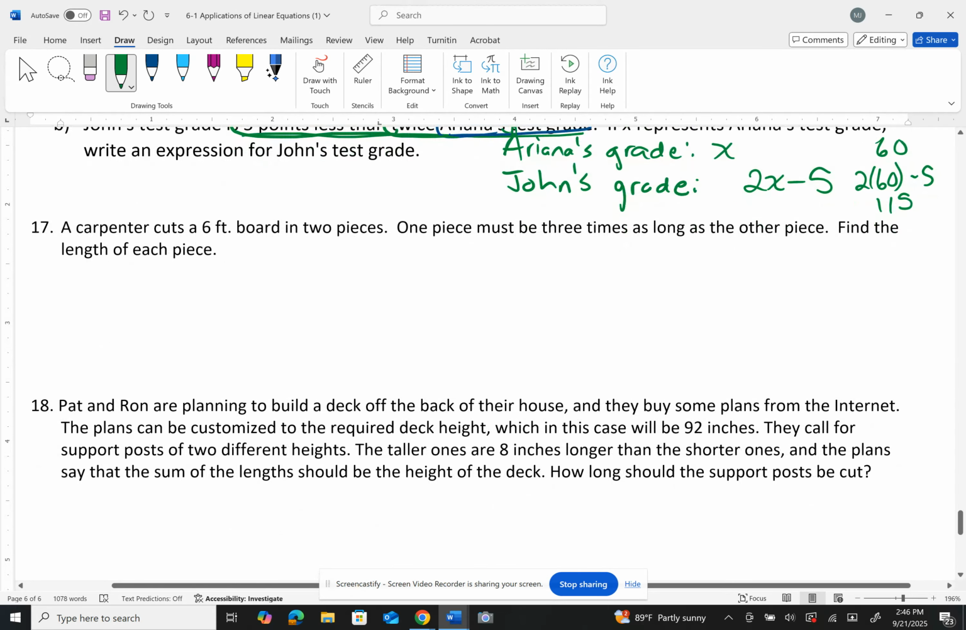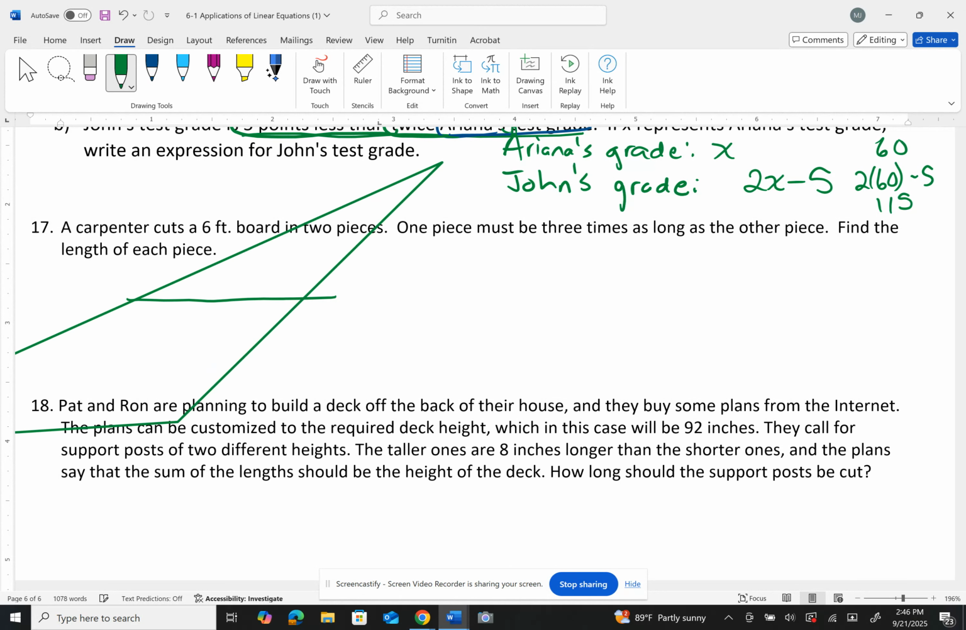A carpenter is going to cut a board into 2 pieces. So here's the board I'm trying to cut. Anytime I can draw a diagram, I do. I don't want to put where my cut's going to be yet till I read a little further. But I do know that the board is, let me give myself a little more room. So here's my board. Okay. And I do know the length of the board is 6 feet.